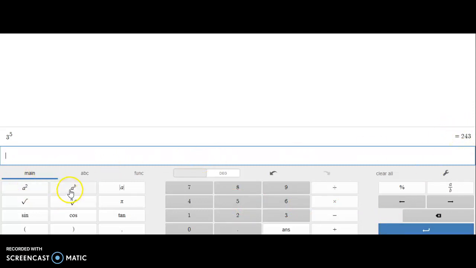And if you weren't confident about which button to use, you could also go in and type 3 times 3 times 3 times 3 times 3, 5 times, and it would tell you 243 as well.